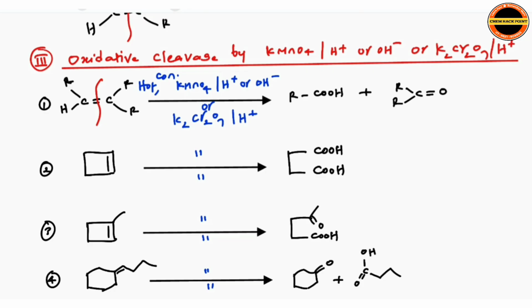Whenever there is a hydrogen connected to the double bonded carbon, that is converted into carboxylic acid. See here, one part. For the other part, there is no hydrogen, so we write it as a ketone. If the double bonded carbon has hydrogen, you convert it into COOH. If no hydrogen, leave it as a ketone.